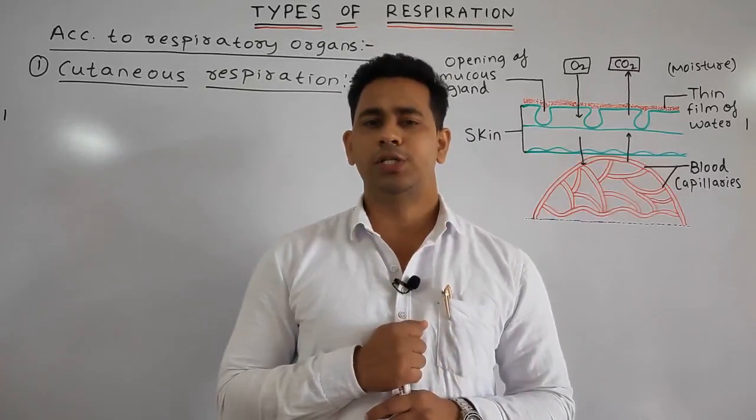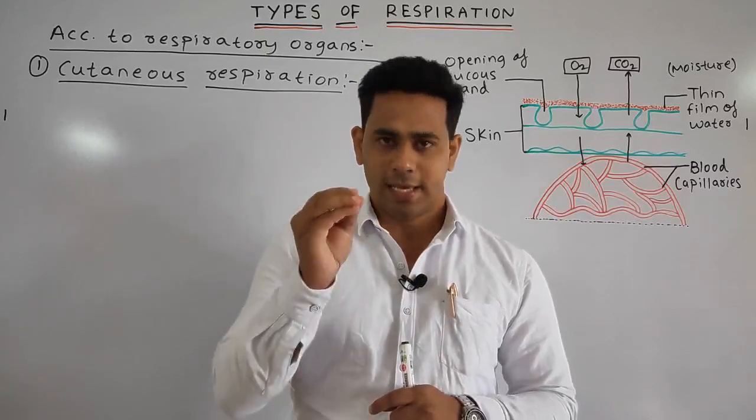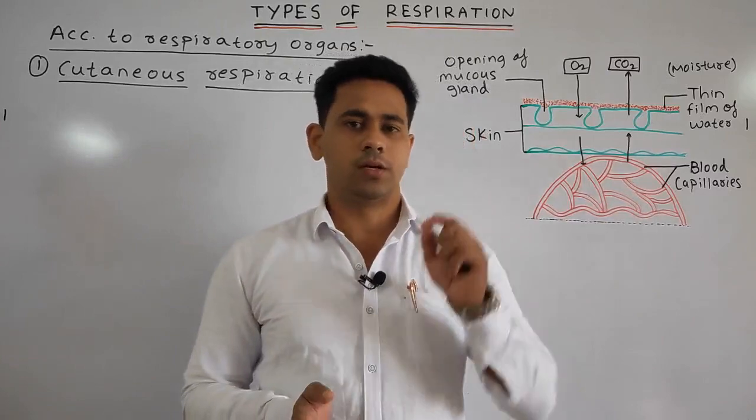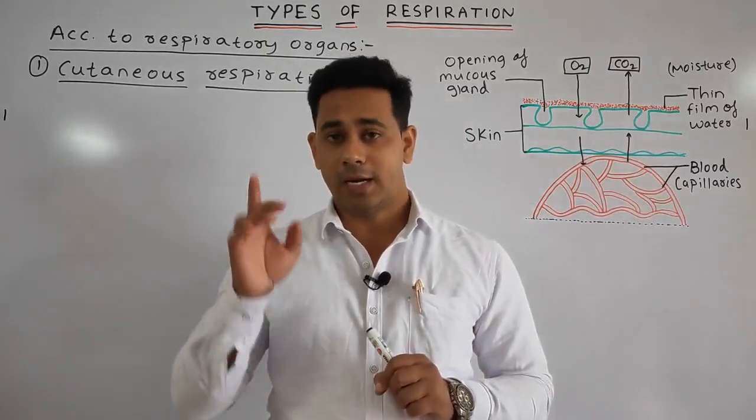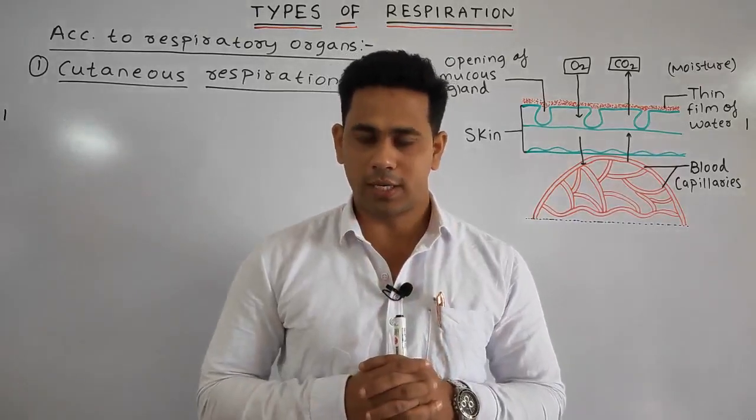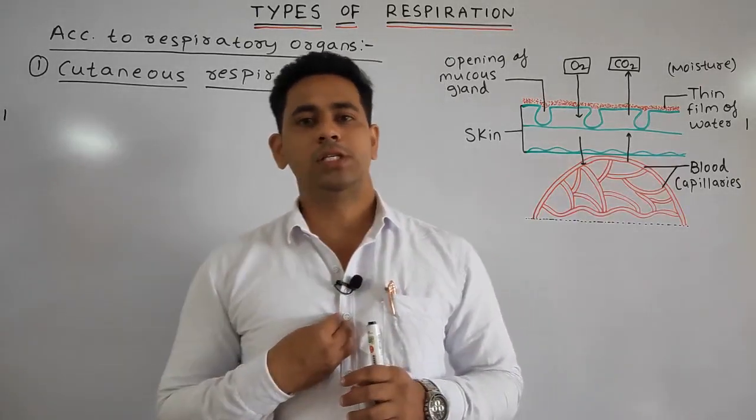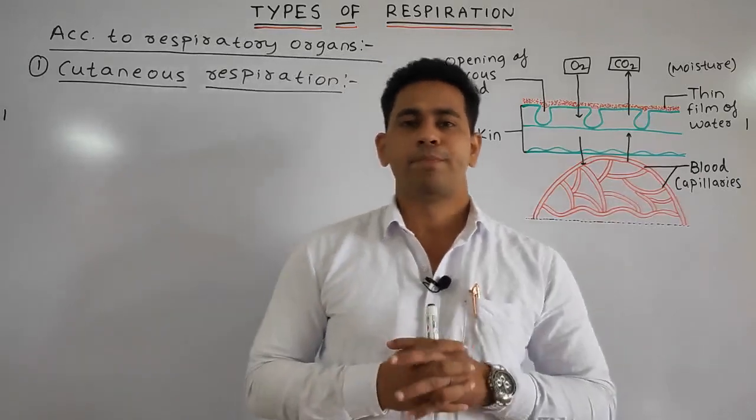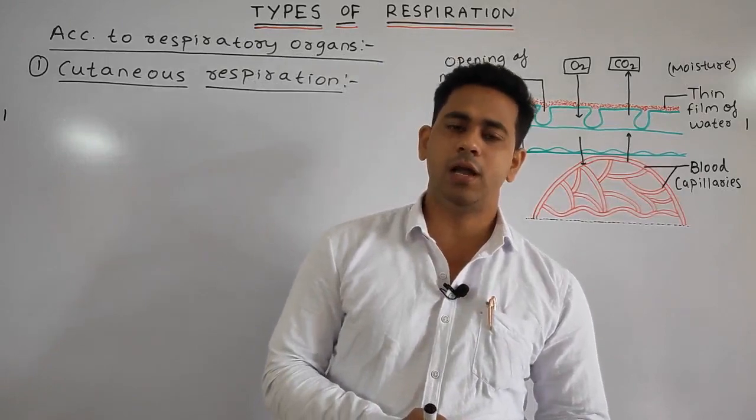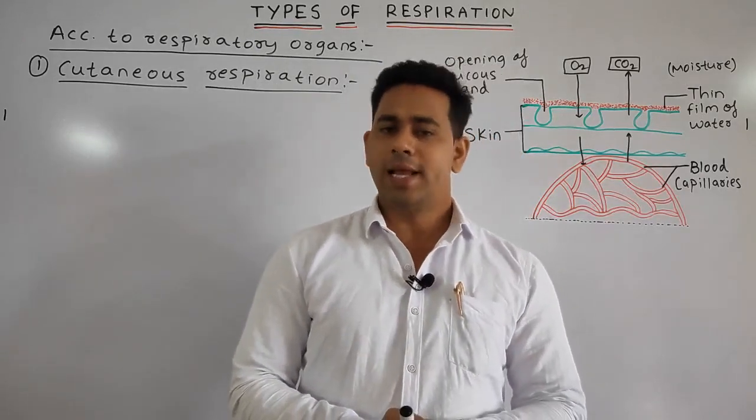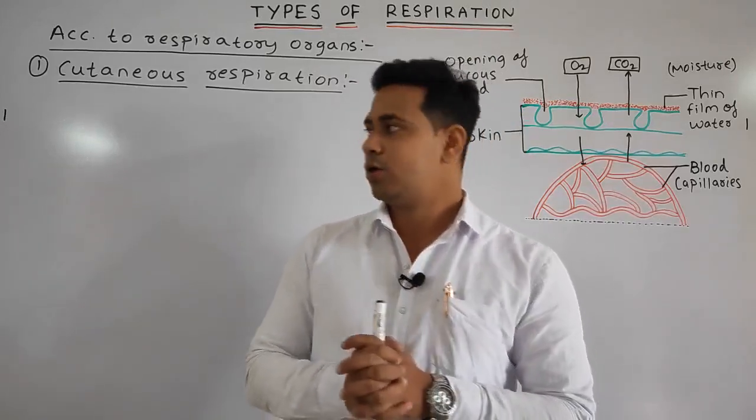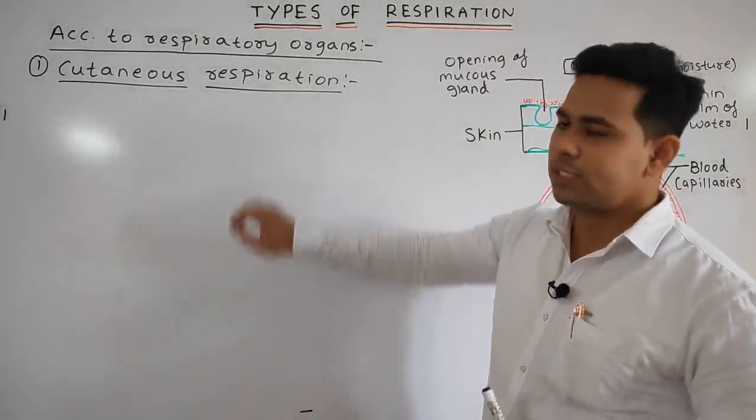Next, in branchial respiration, the respiratory organ is the gills. In the third one, tracheal respiration, the respiratory organ is the trachea. And the last one, pulmonary respiration, the respiratory organ is the lungs, which is the case in our body. Today we'll discuss two types of respiration. Firstly, we'll discuss in detail the cutaneous respiration. Next, we'll discuss the second one, branchial respiration. So let's first discuss cutaneous respiration.